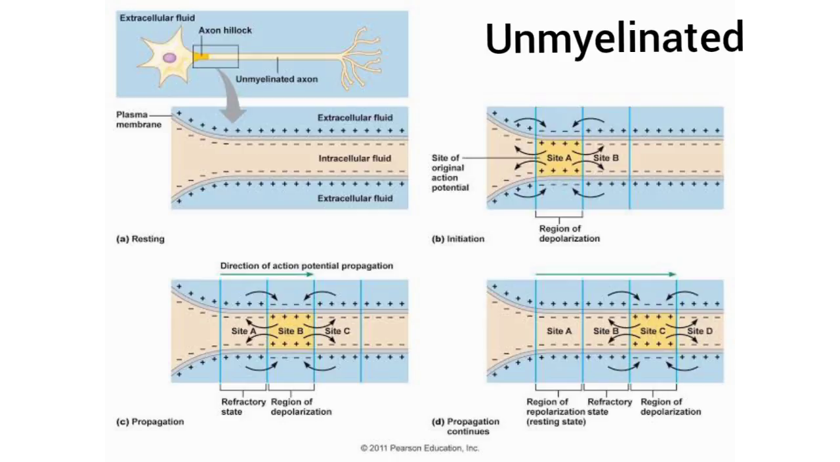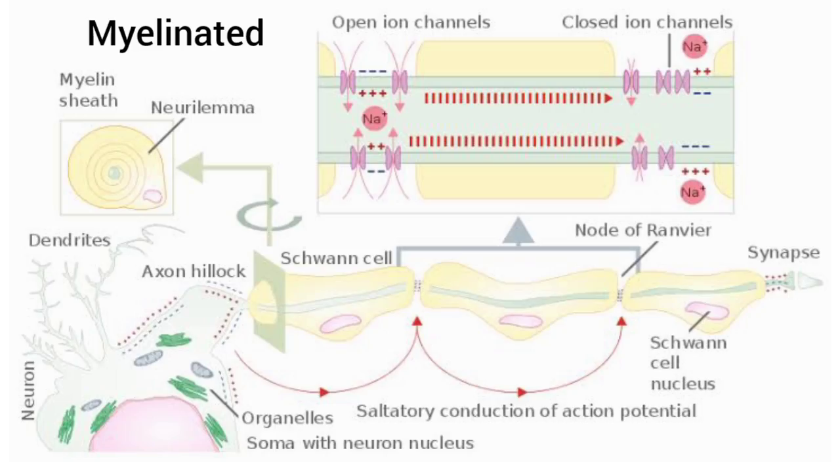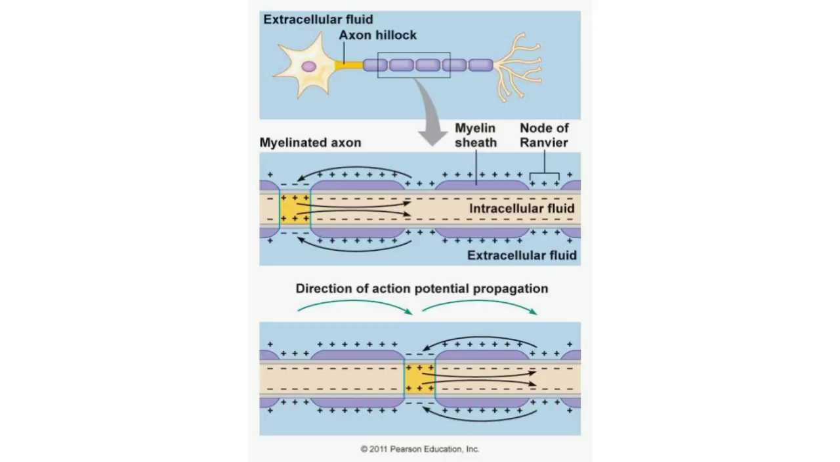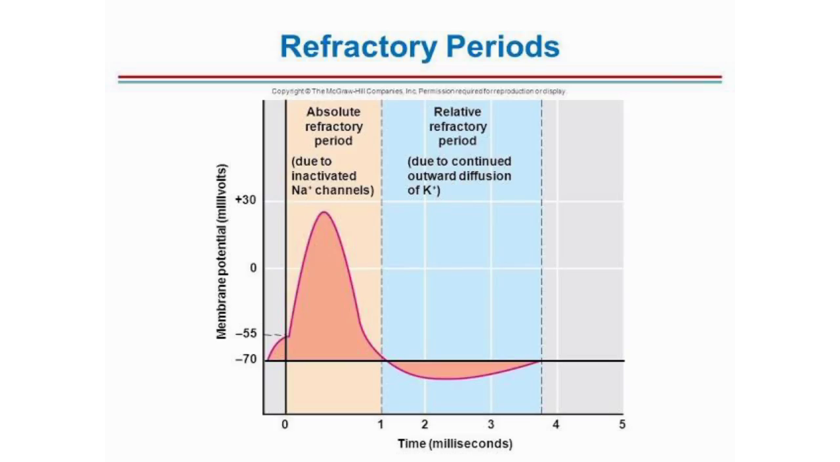In unmyelinated nerve fiber, there is continuous conduction, whereas in myelinated nerve fiber, there is saltatory conduction of the nerve impulse, where the nerve impulse jumps at the node of Ranvier. This saltatory conduction is faster in nature. There is a period in which there is no transmission of impulse. It is called the refractory period. It is of two types, absolute and relative refractory period.